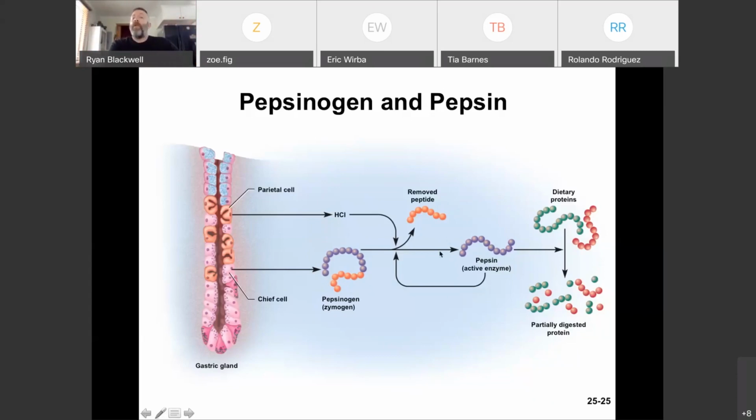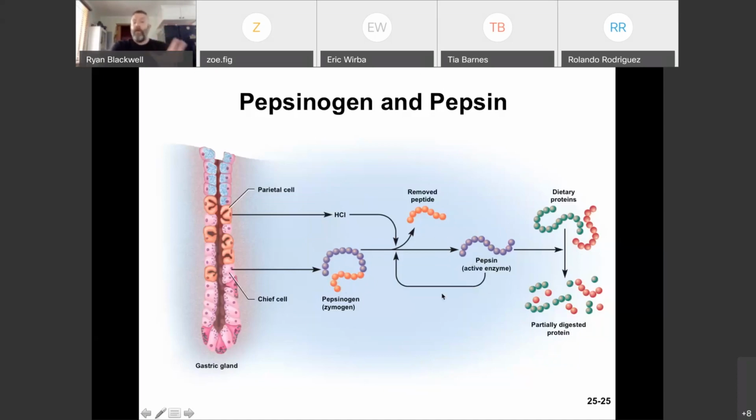Pepsin. Both hydrochloric acid and pepsin can activate pepsinogen into more pepsin. So if I get a little bit of pepsin that's formed, thanks to hydrochloric acid, pepsin will in turn break down pepsinogen, making more pepsin. More pepsin in turn leads to the activation of even more pepsin.